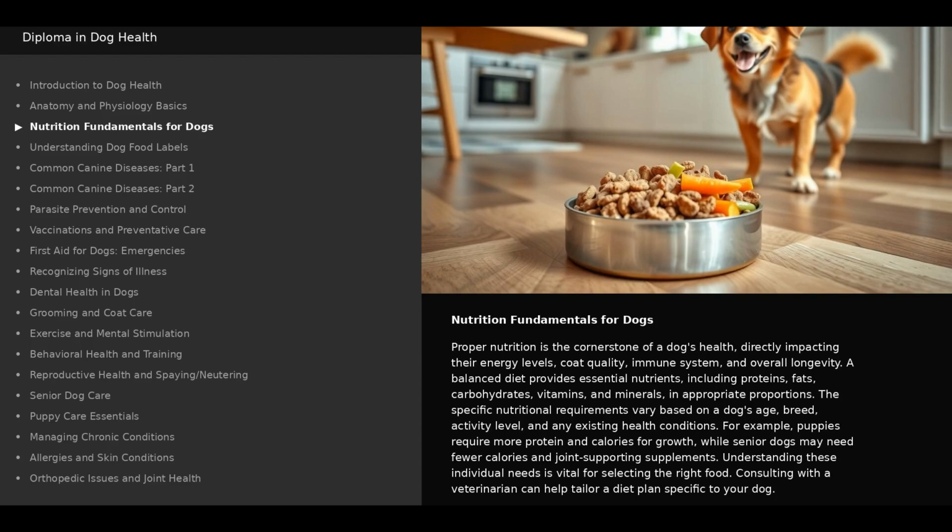For example, puppies require more protein and calories for growth, while senior dogs may need fewer calories and joint-supporting supplements. Understanding these individual needs is vital for selecting the right food. Consulting with a veterinarian can help tailor a diet plan specific to your dog.